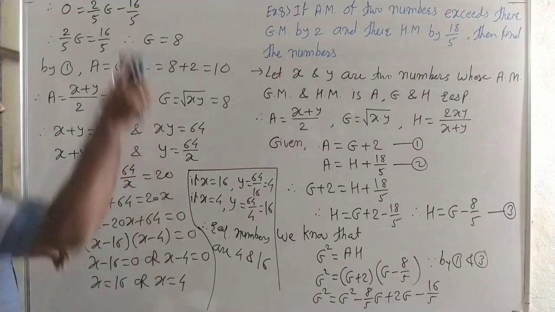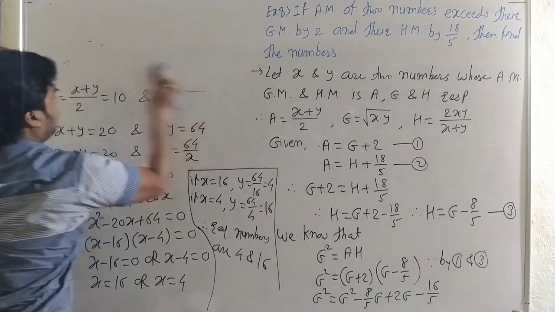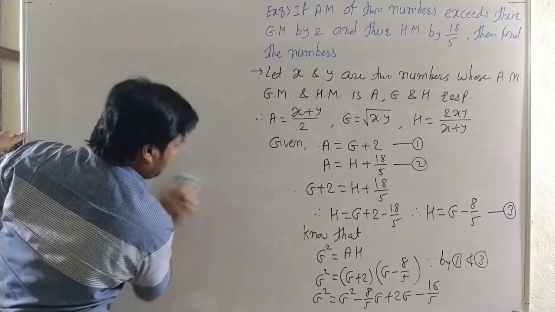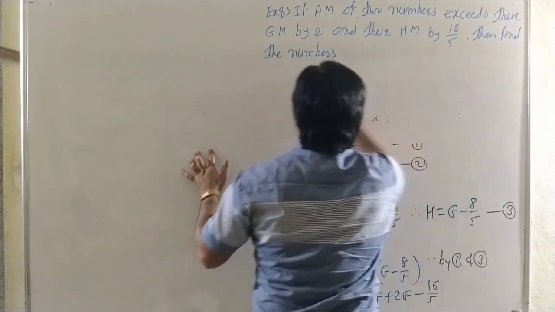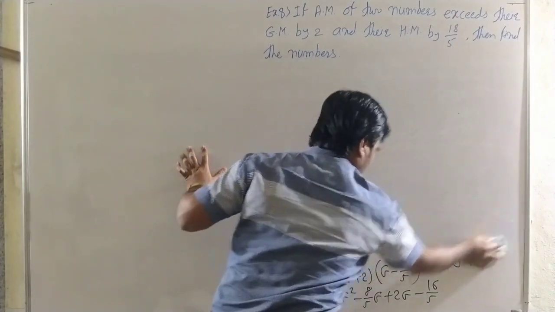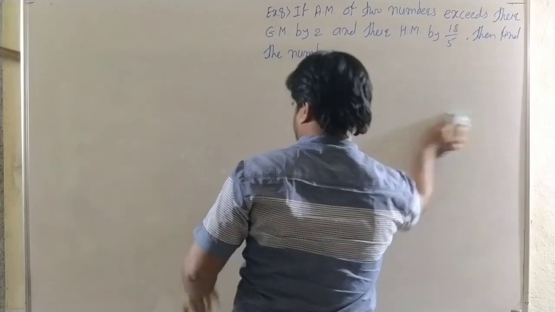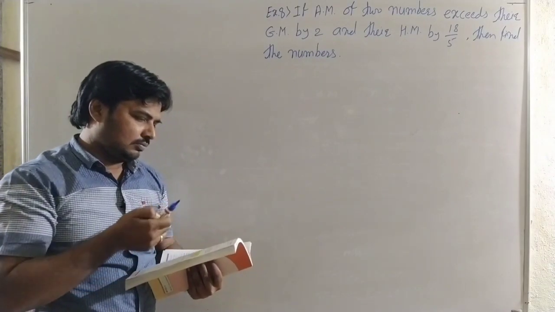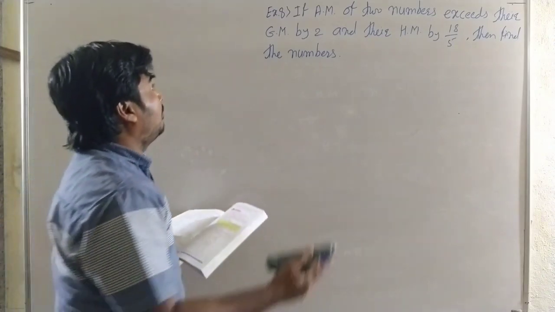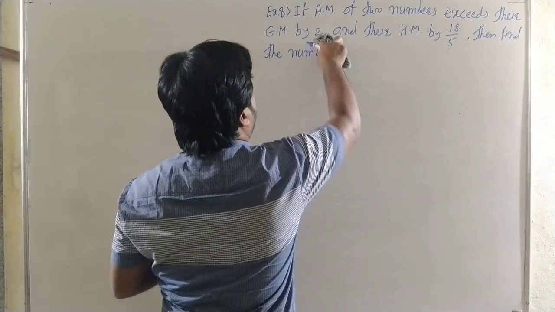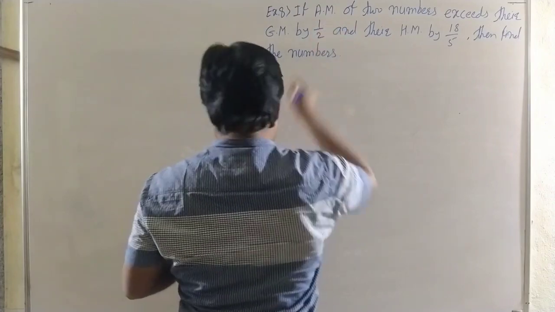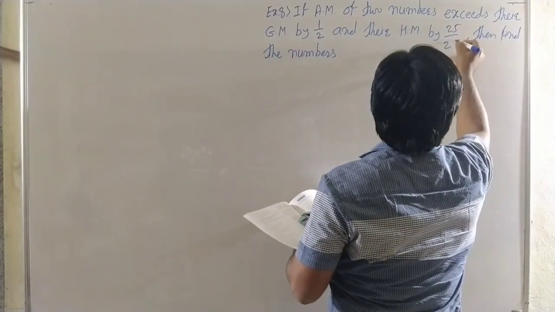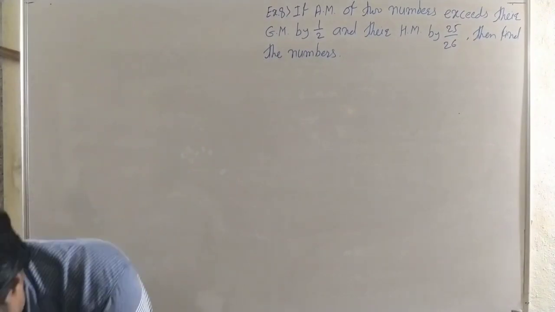Now we see the next example, same as this example. Here example number 9: find the two numbers if the arithmetic mean exceeds their geometric mean by 1/2 and harmonic mean by 25/26. Now the answer is the same as the last example.